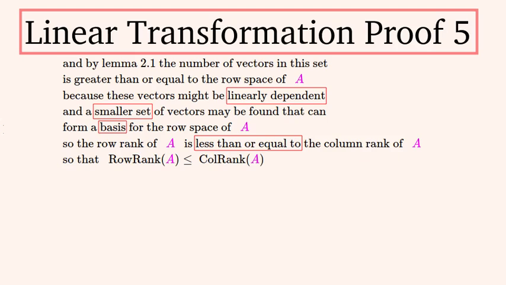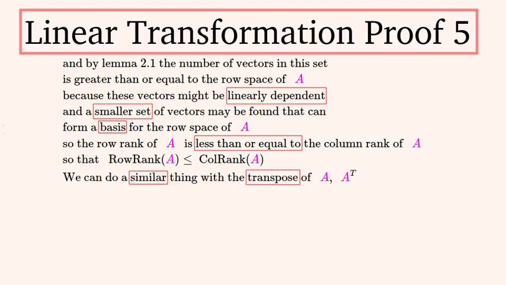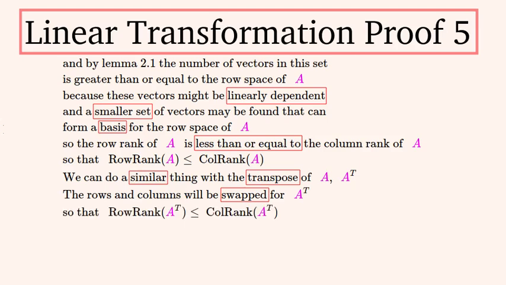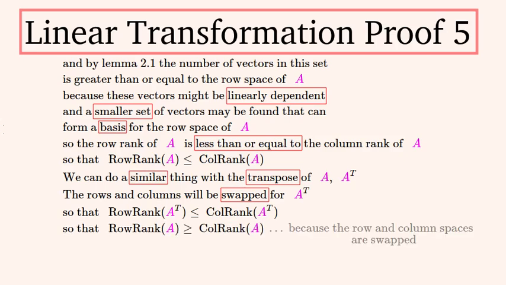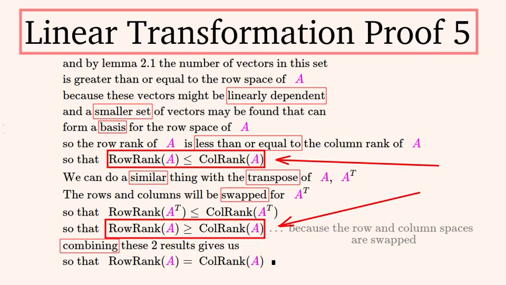I'll just scroll up the screen to make more room. So we can do a similar thing with the transpose of A. The rows and columns would be swapped for the transpose of A, and their row and column spaces would be swapped too, so that the row rank of A transpose will be less than or equal to the column rank of A transpose. We can write this inequality because the row and column spaces are swapped for the transpose of a matrix. And so combining these two inequalities gives us the result that the column and row ranks of A are equal, and this can apply to any matrix.